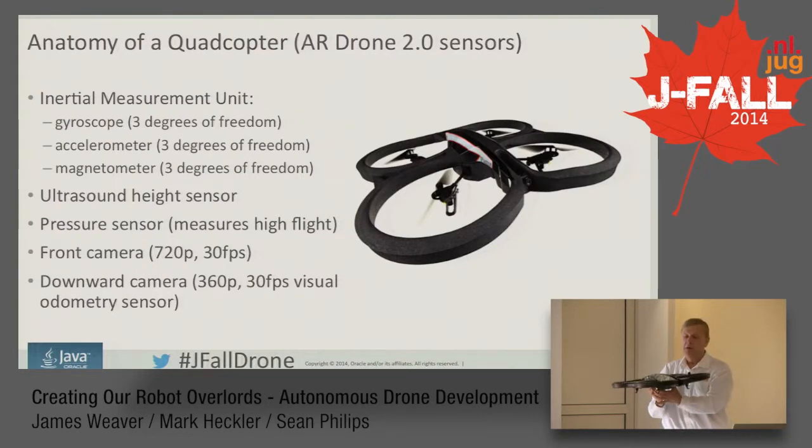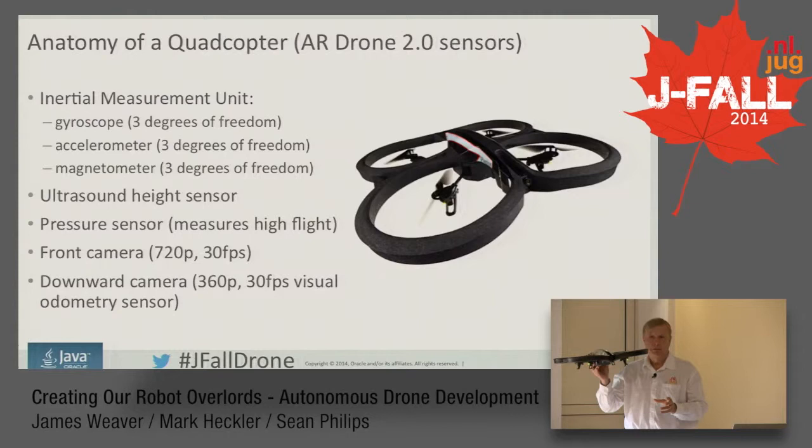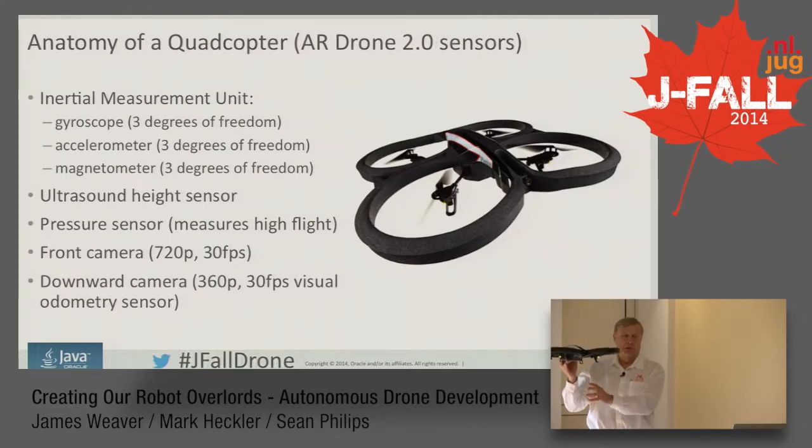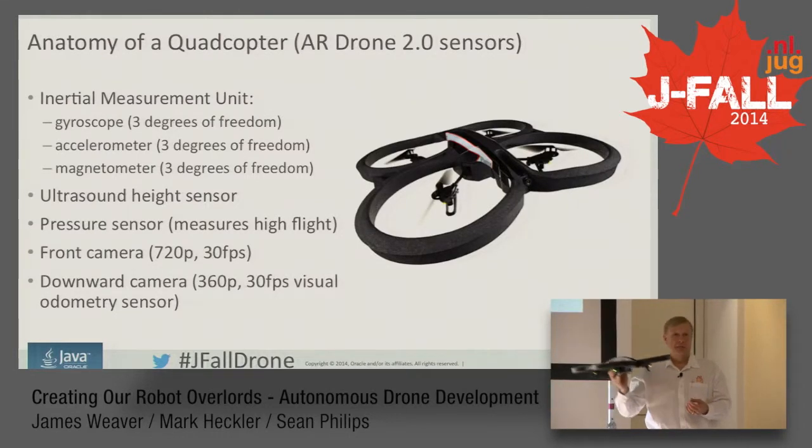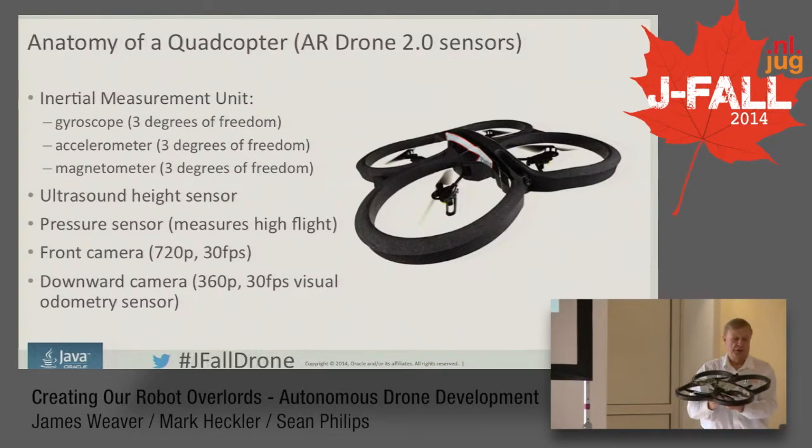There's a front camera here, and that's just for taking video while it's flying. There's a bottom-facing camera as well. That's for taking video while flying, but it also is for visual odometry. So it's got some software in the firmware. It's got some things baked in to where it's looking at the surface of the floor, and then it tries to tell how fast it's flying in X or Y directions.